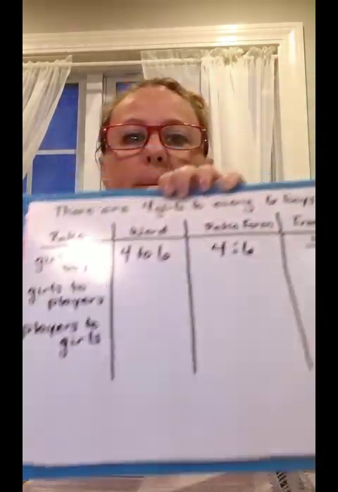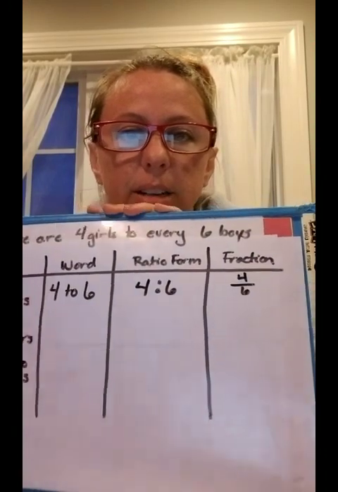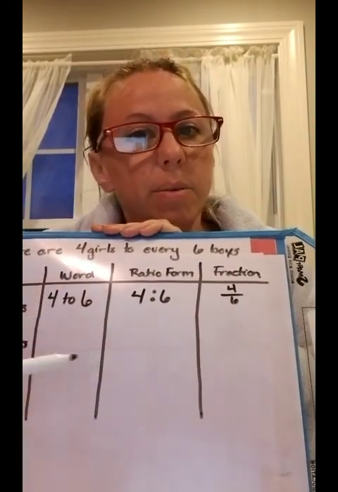Now fraction form is writing a fraction. You're going to write your first number on the top, second number on the bottom. So it's 4 to 6 in fraction form. So it all means the same thing. It's just written 3 different ways.